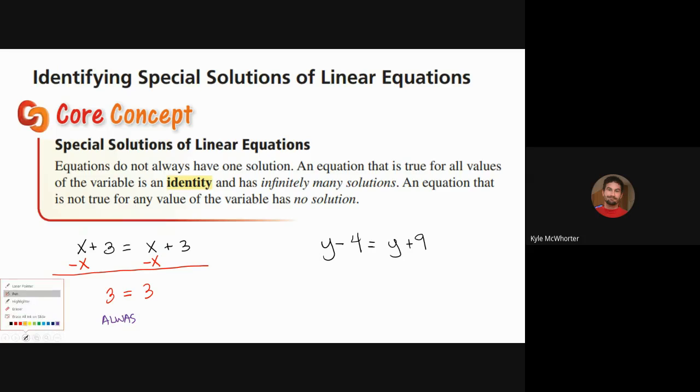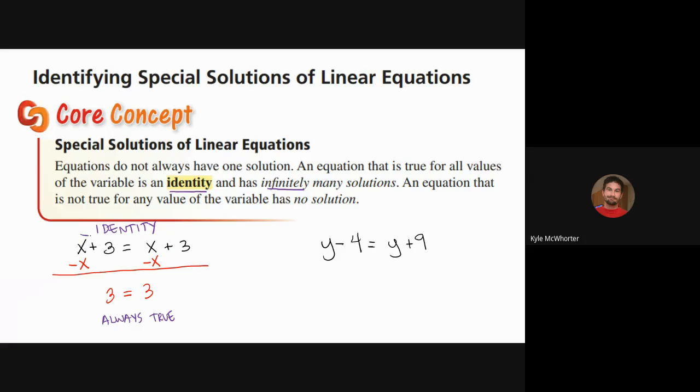I can't always spell correctly, though. Always true. We call this an identity. We call this type of equation an identity because the left side is exactly the same as the right side, no matter what, and it's always true. In this situation, we call it an identity, and we say it has infinitely many solutions. The reason we say that is because you can pick any number for x, and it works.